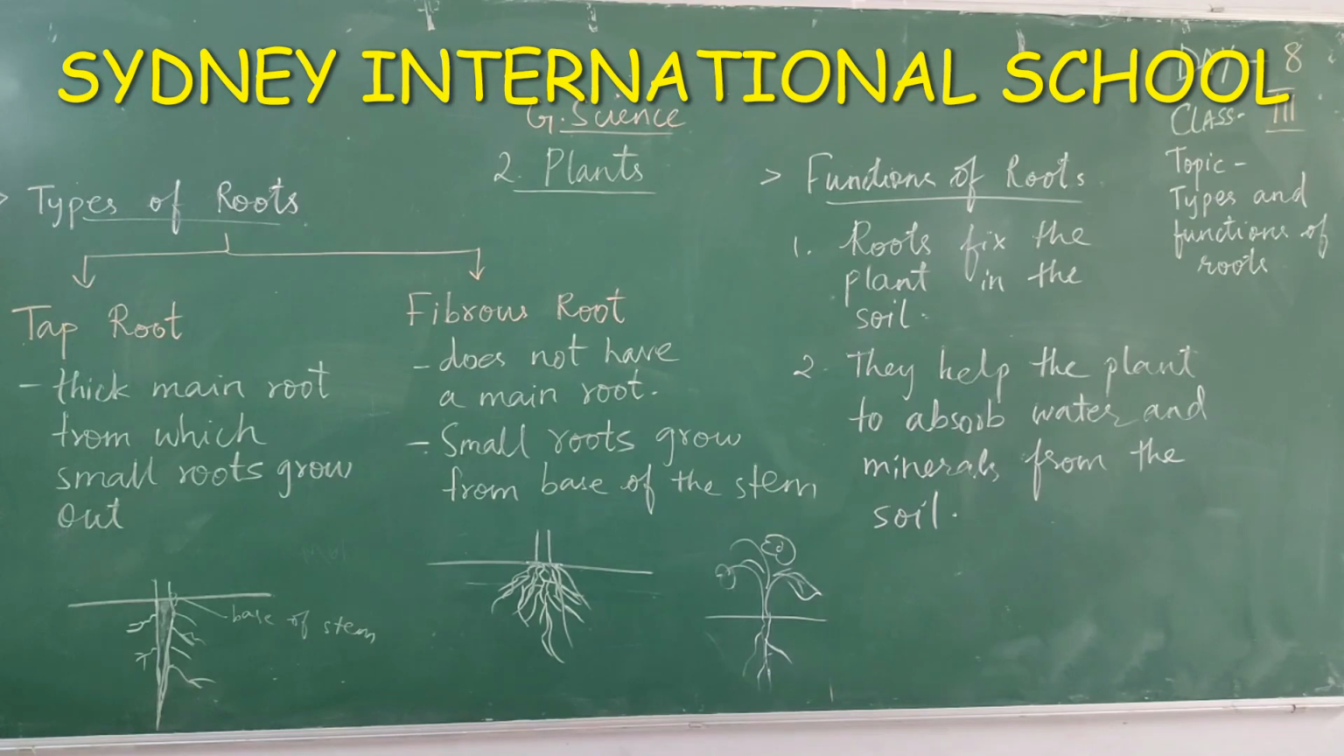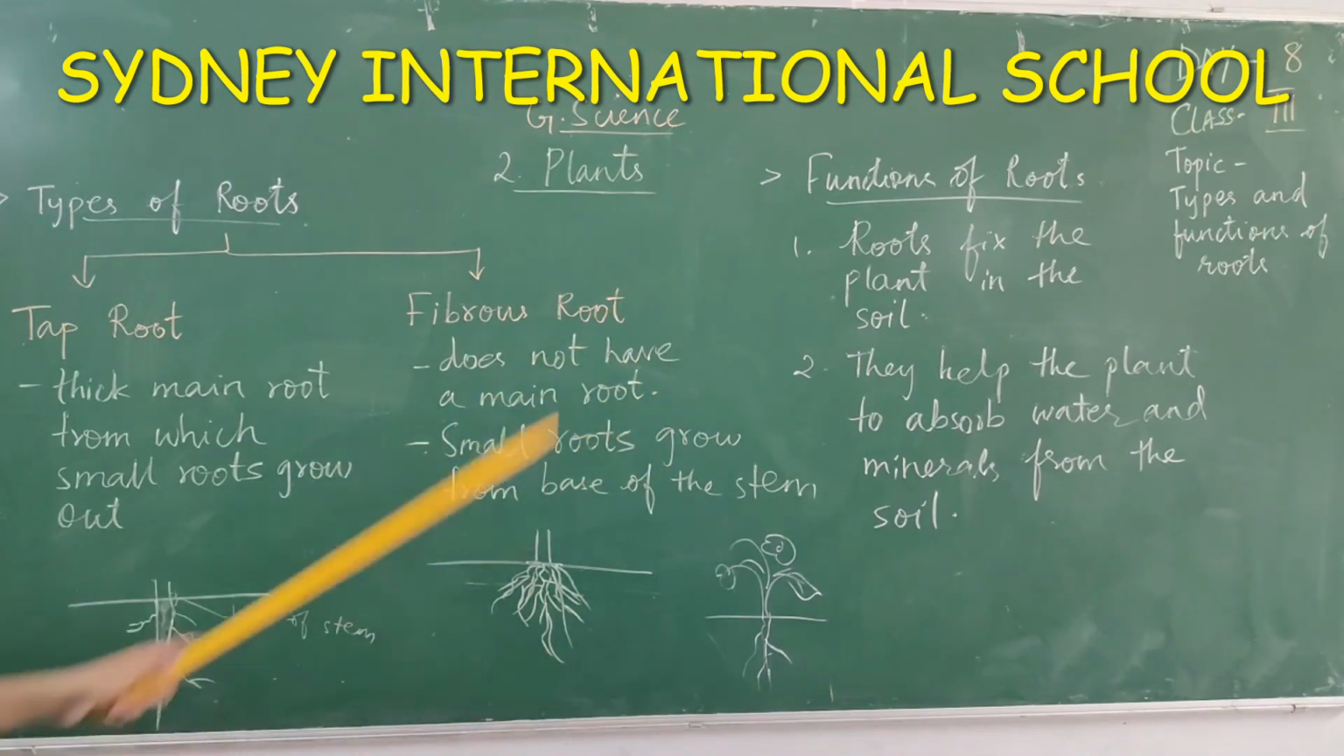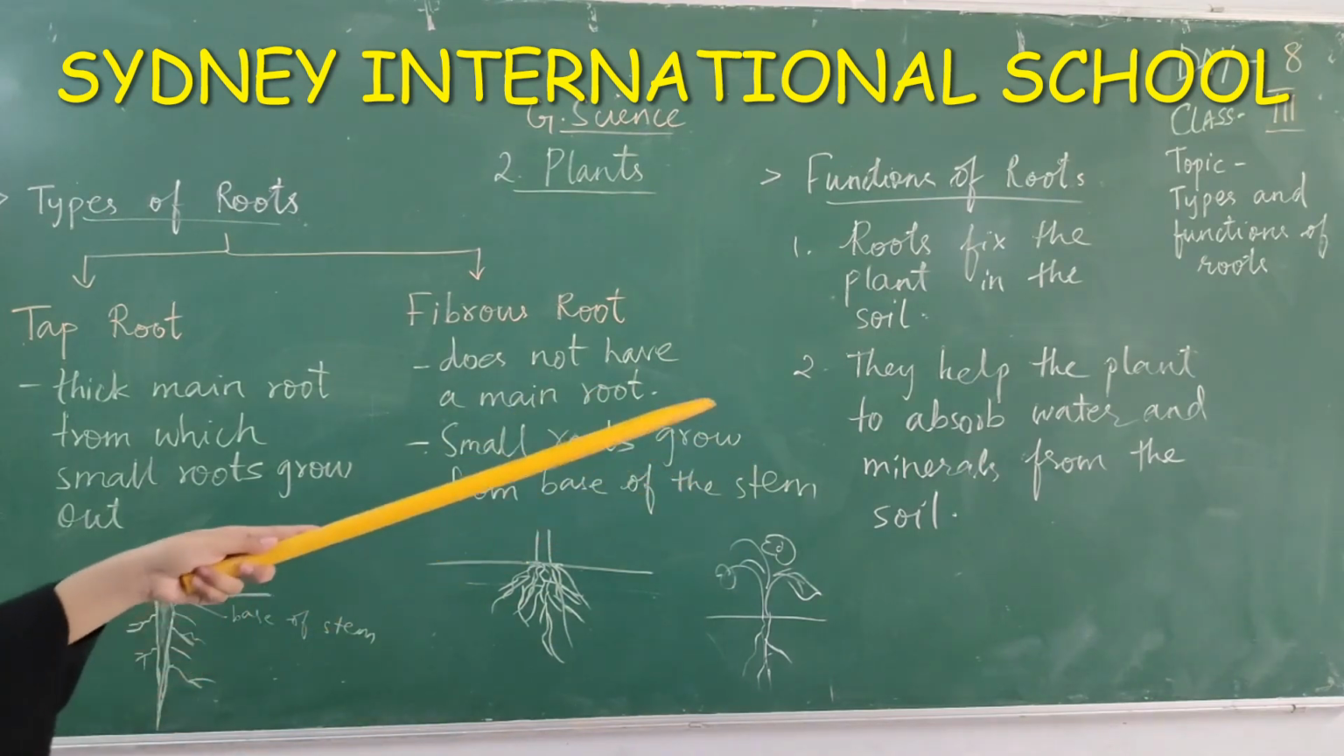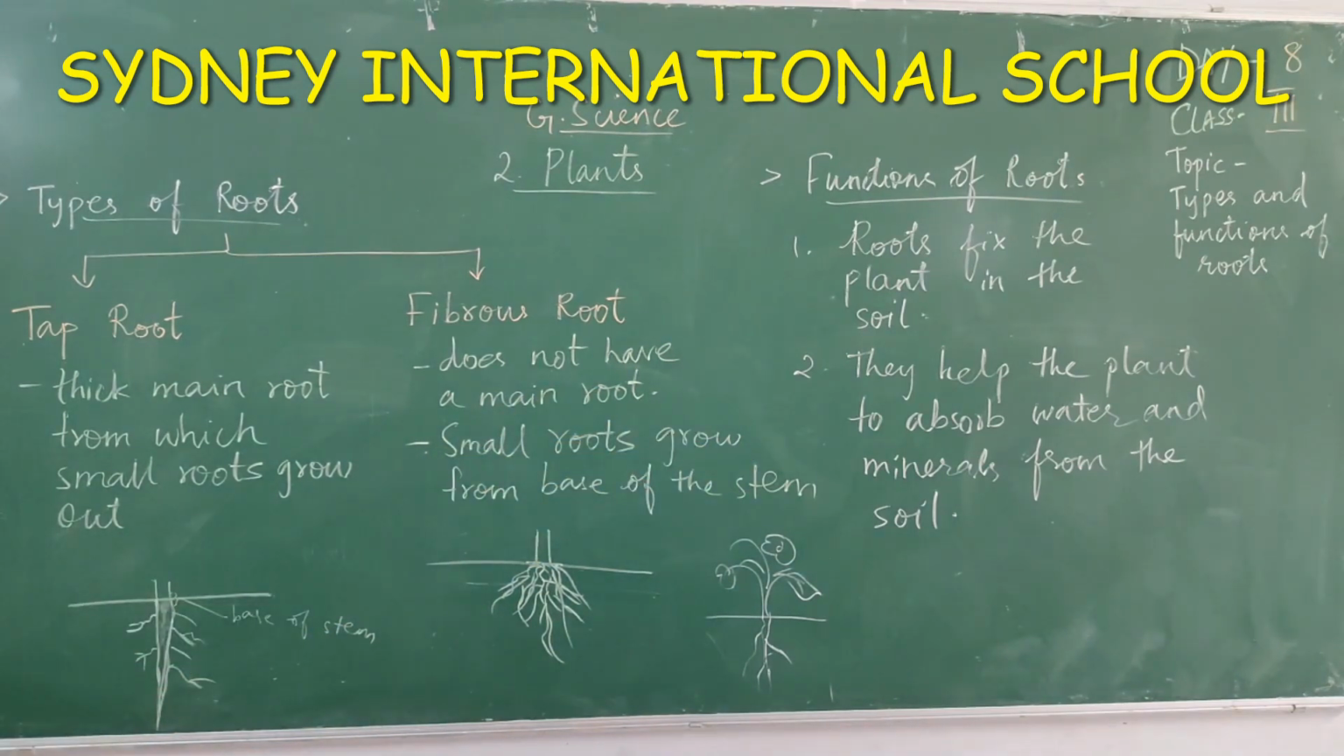Now, functions of root. There are two main functions of roots. Roots fix the plant in the soil. They help the plant to absorb water and minerals from the soil.